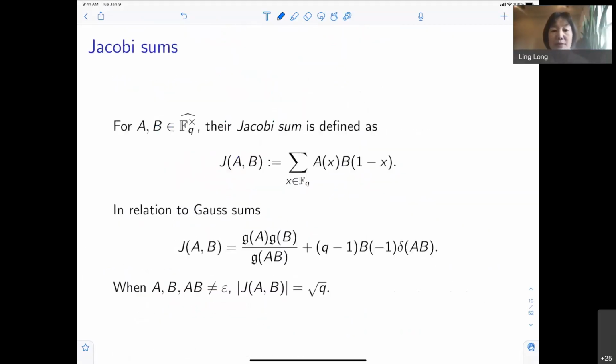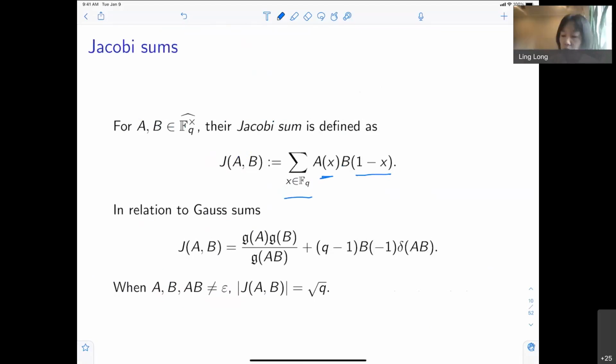And very similar to the complex case, we can define the Jacobi sum. The Jacobi sum is the analog of the beta function. Given a pair of multiplicative characters a and b, we can put them together in terms of some kind of convolution: you apply x to a, 1 minus x to b, and you sum over all values in the finite field.